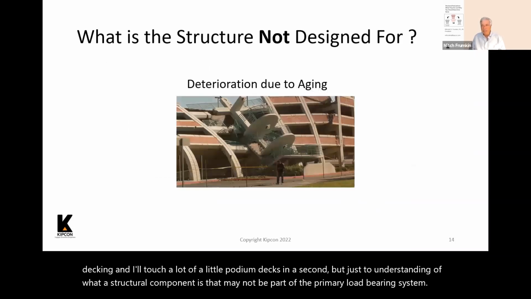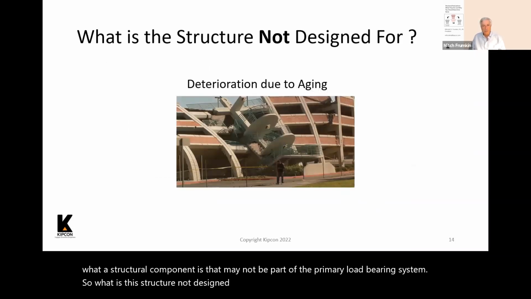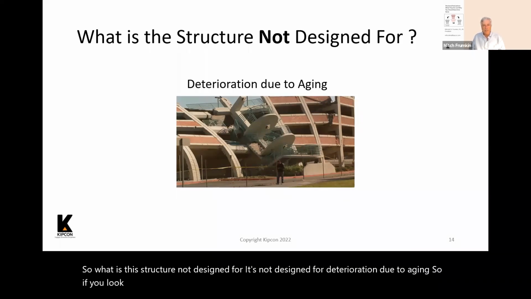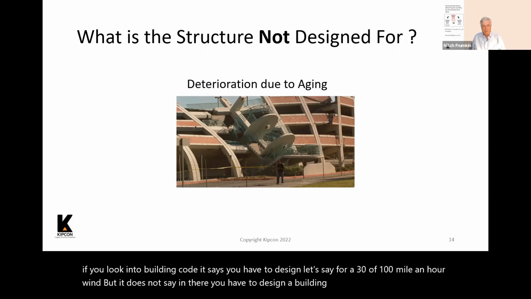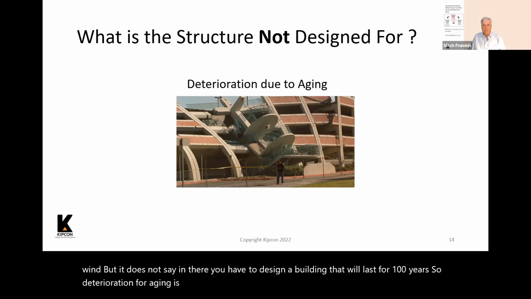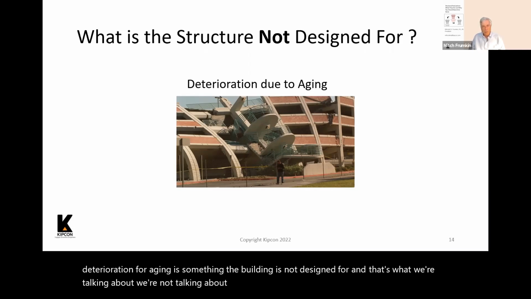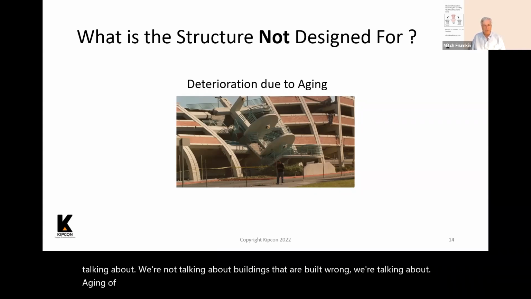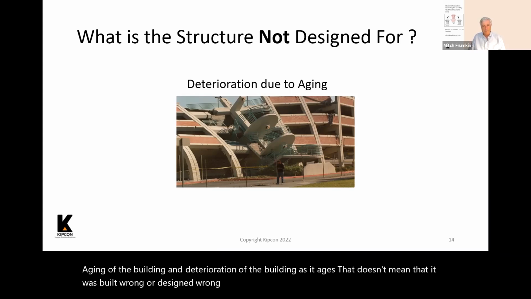So what is the structure not designed for? It's not designed for deterioration due to aging. So if you look at the building code, it says you have to design, let's say, for a 100-mile-an-hour wind, but it does not say in there you have to design a building that will last for 100 years. So deterioration from aging is something the building is not designed for, and that's what we're talking about. We're not talking about buildings that are built wrong. We're talking about aging of a building and deterioration of a building as it ages. That doesn't mean that it was built wrong or designed wrong. Keep that in mind, it's very important.